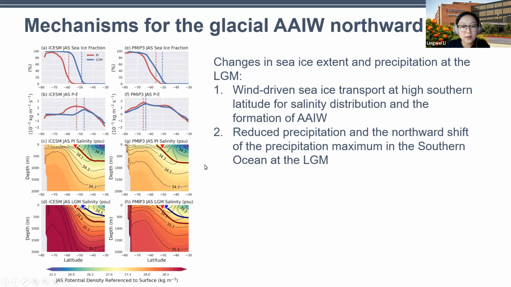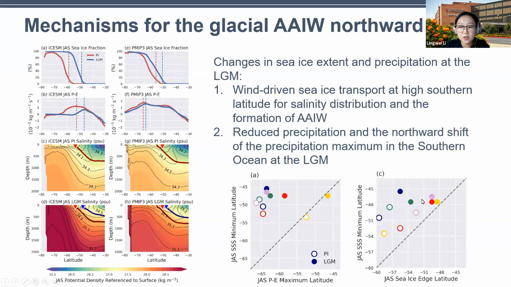This is also true in the PMIP3 ensemble means. The scatter plots here also show the same results. In both iCESM and PMIP3 models, the precipitation maximum, sea ice extent and sea surface salinity minimum move northward during the LGM relative to the PI's position, which suggests that the northward shift of AIW is primarily reinforced by the changes in sea ice and hydrological cycle.